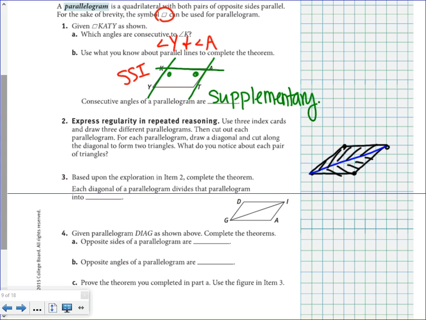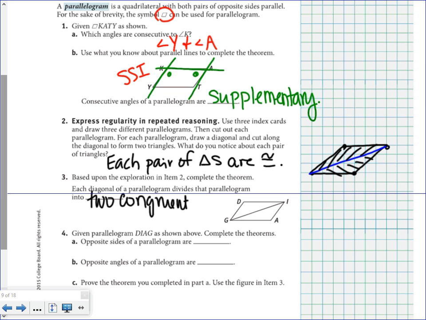So what do I notice about each pair of triangles? Each pair of triangles are congruent. And that's going to be the case for every parallelogram. Your diagonal is going to cut it into congruent triangles. So now we're going to look here. Based on that information, each diagonal of a parallelogram divides that parallelogram into 2 congruent triangles. So that's another theorem that we have about parallelograms.